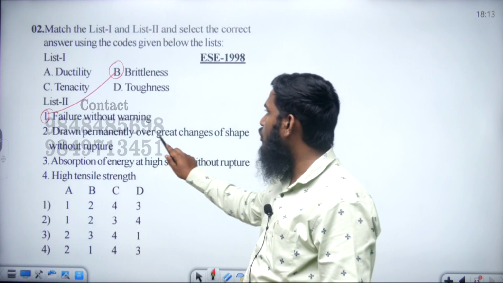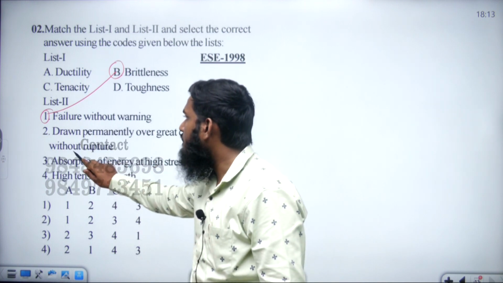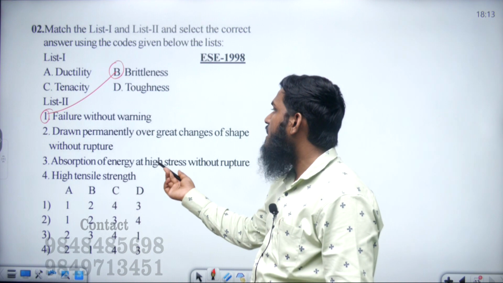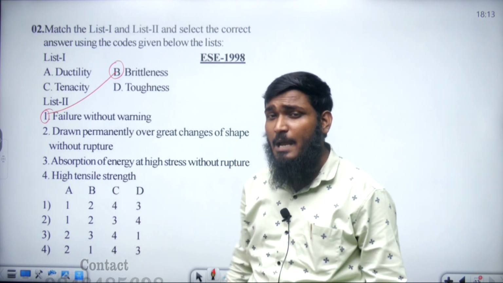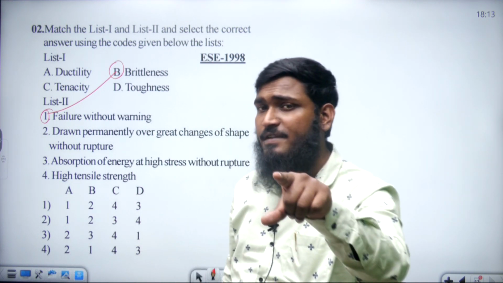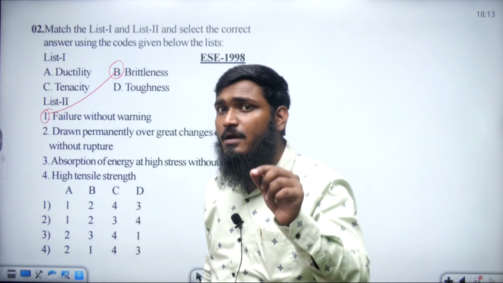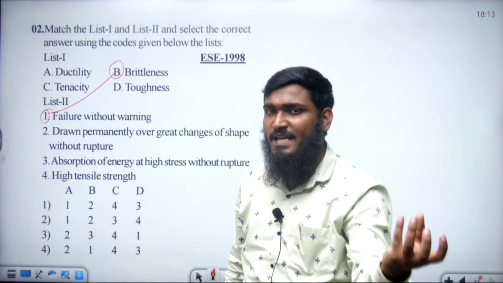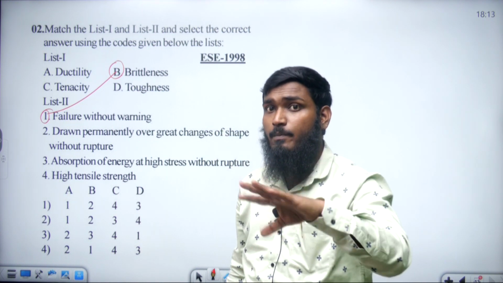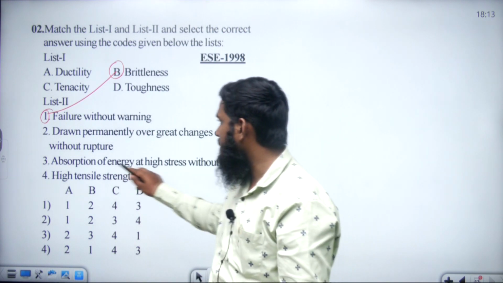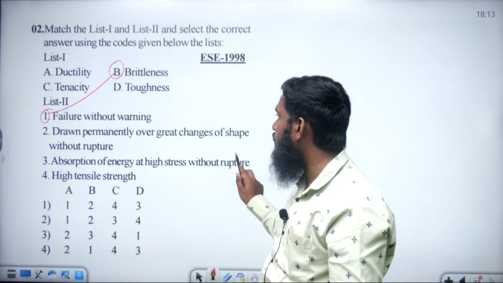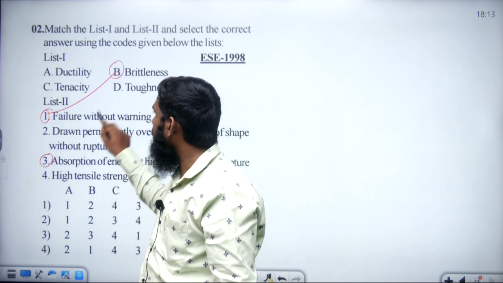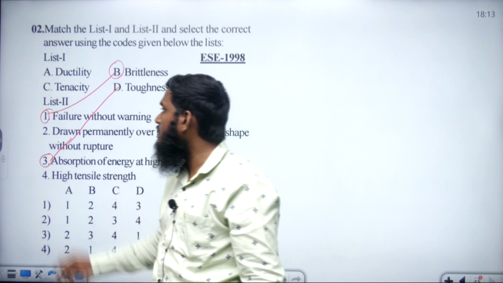Drawn permanently over great changes of shape without rupture. Next point, what are we having? Absorption of energy at high stress without rupture. Where we have discussed, absorption of energy means resilience and toughness. Resilience means within elastic limit. Toughness means before fracture. So over here we can see absorption of energy at high stress without rupture. Without rupture means what? This third one will be related to D.